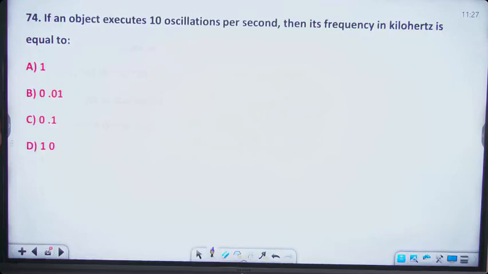Now first thing, 10 oscillations is nothing but frequency. The number given is the frequency, 10, and that particular frequency you need to convert into kilohertz. So it means that you need to divide that 10 by 1000. So you'll be getting that as how much? Is it 0.01 or 0.1? 0.01.